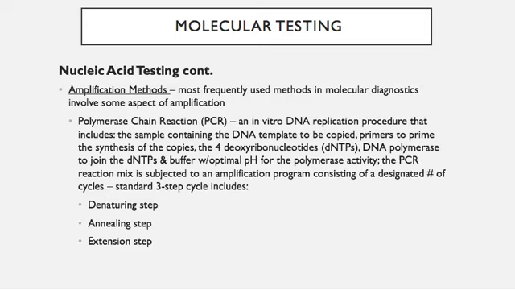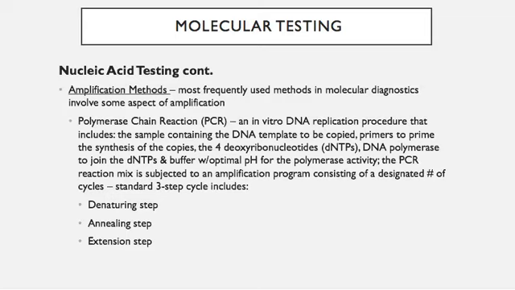It involves an in vitro DNA replication procedure that includes the sample containing the DNA template to be copied, primers to prime the synthesis of the copies, the 4 deoxyribonucleotides, DNA polymerase to join the dNTPs, and a buffer with an optimal pH for the polymerase activity. The PCR reaction mix is subjected to an amplification program consisting of a designated number of cycles.